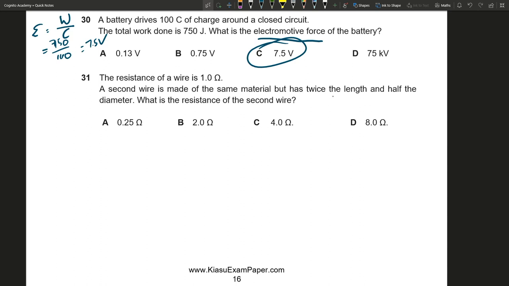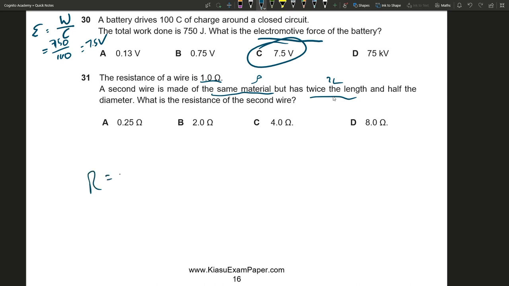Question 31. We are given the resistance of the wire, 1.0 ohms. We are given a second wire made of the same material, so the same resistivity, but twice the length. So twice the length and half the diameter. And we're asked what its resistance is.